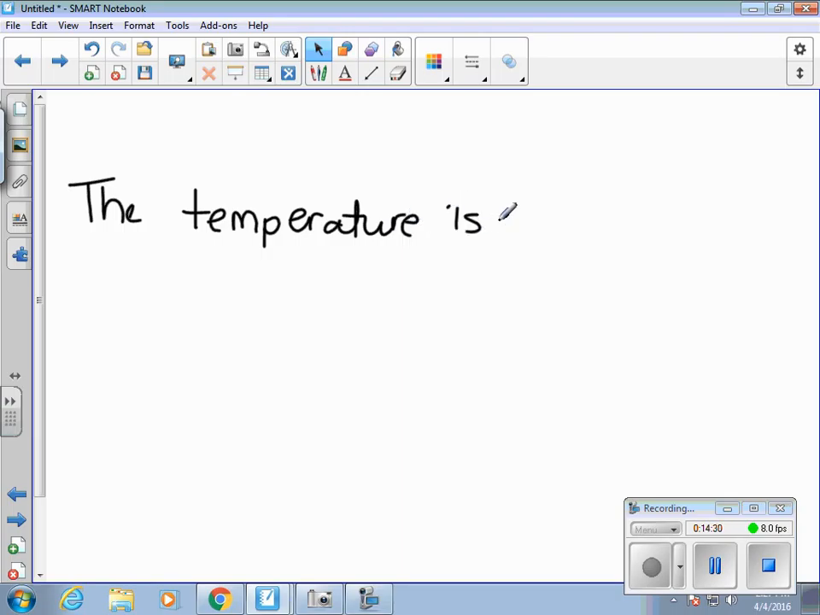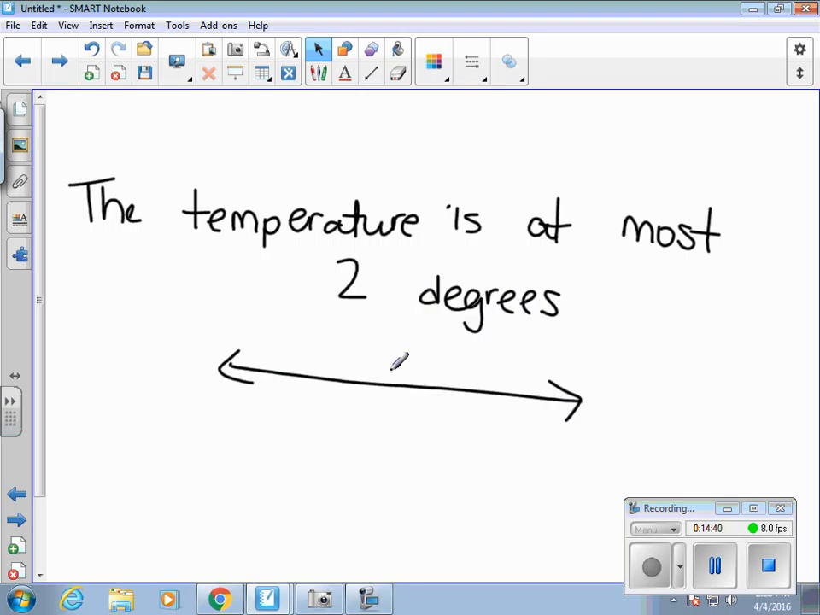The temperature is at most 2 degrees. So if we're thinking of a number line, we're referring to 2. Can it be 2? Yes. Can it be 3? No, because it's at most 2. It's no more than 2. Is it 1? Is it 0? Is it less than that? Yes, because the temperature is at most 2 degrees. It's no larger than 2 degrees.